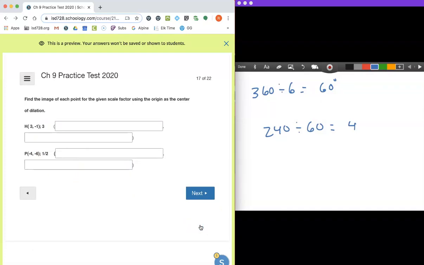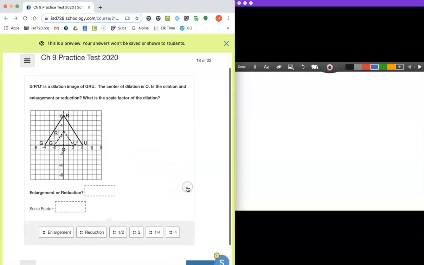All right, these ones should be pretty quick. They're just testing your multiplying skills. All right, this number here is the scale factor. So I'm taking this scale factor and I'm multiplying each number by it. So 3 times 3 is 9. -1 times 3 is -3. -4 times 1/2 is -2. And -6 times 1/2 is -3.